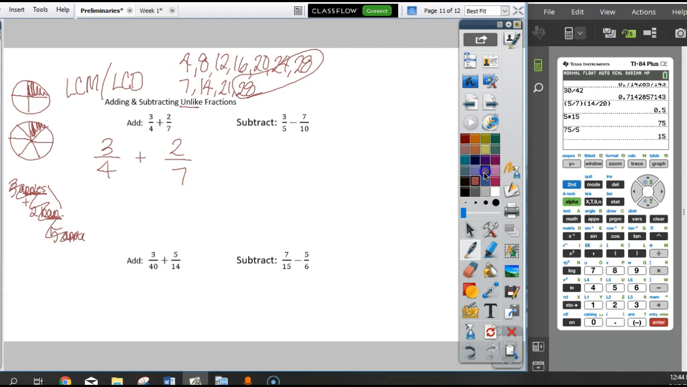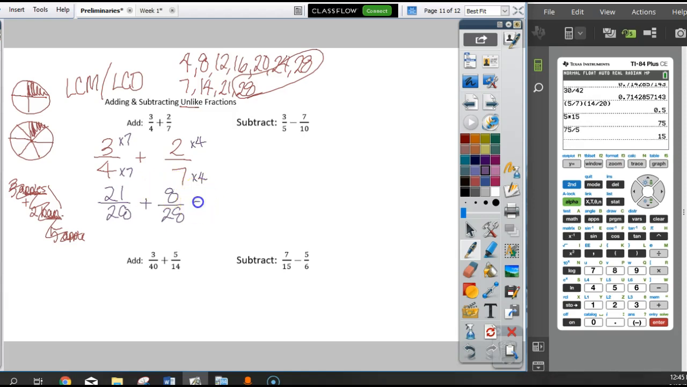So to get 4 to become 28, I need to multiply by 7. And remember, if you do any alterations to the denominator, you have to do the same to the numerator. To get 7 to 28, we're going to multiply by 4, top and bottom. Now we have new equivalent fractions where our two fractions have the same exact denominator. So now we're ready to add them together.